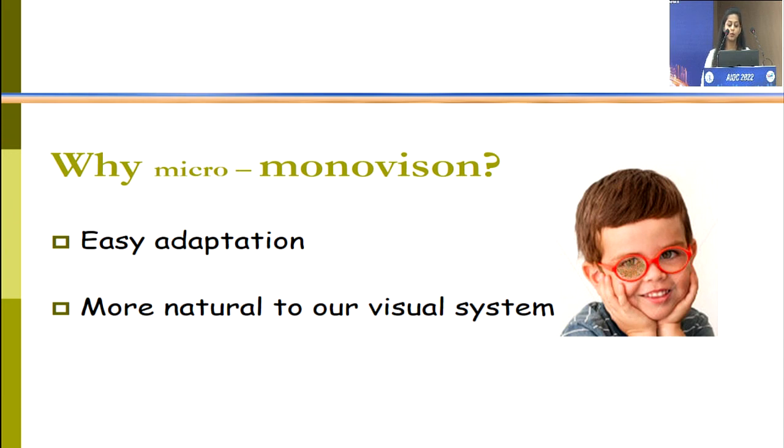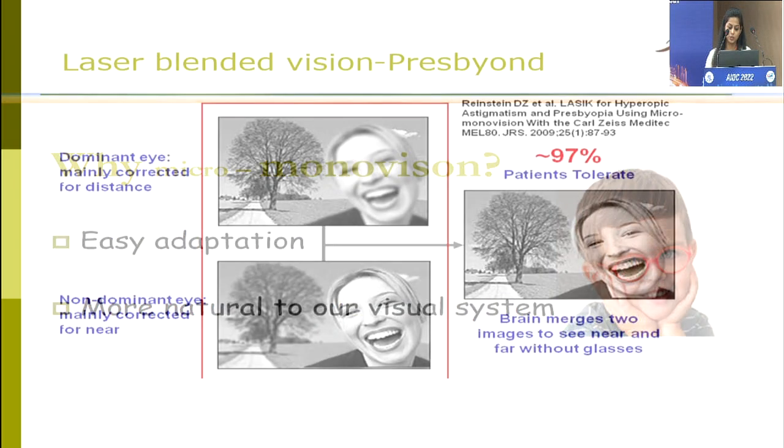So why micro monovision? It is easy to adapt. It is similar to the treatment of how the child with amblyopia behaves. The brain suppresses the image, and then the child is able to see. So it is the same principle behind this. So it is easy adaptation and more natural to our visual system.